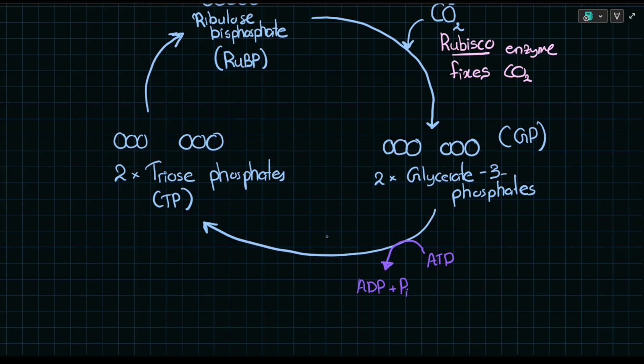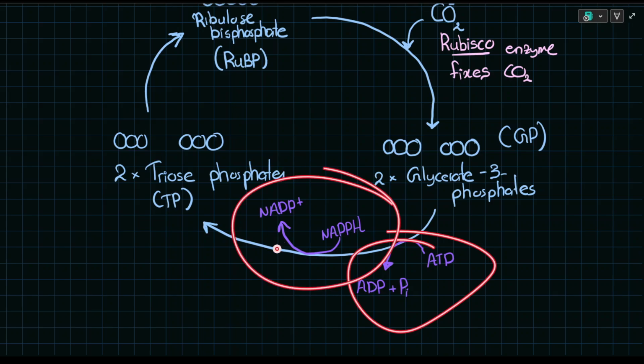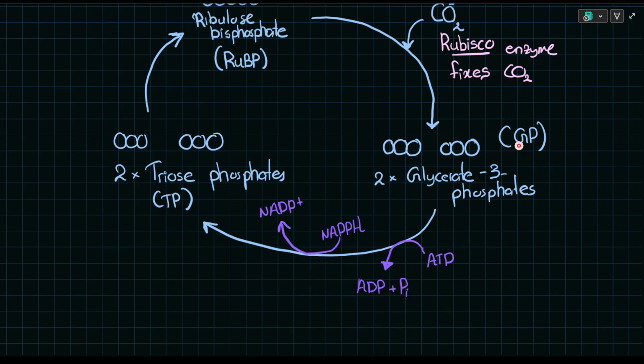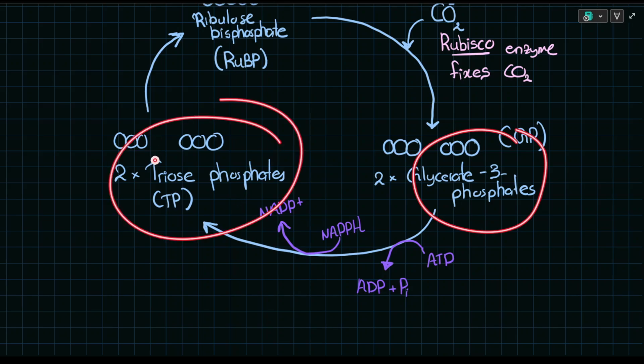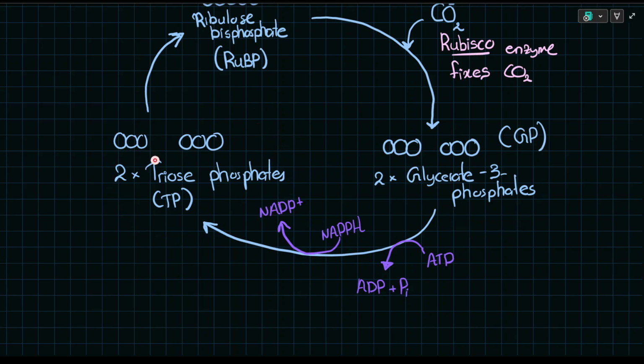At the same time, one of those NADPHs that we carried on from the photophosphorylation sites is used, and it becomes NADP plus. We are using everything here. We are using an ATP and we are using the NADPH to convert glycerate phosphates into triose phosphates.